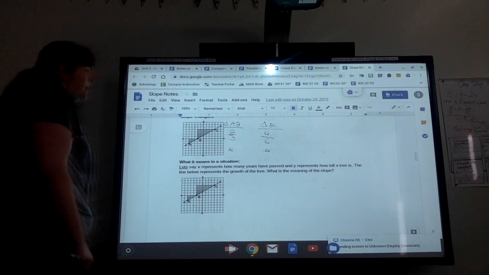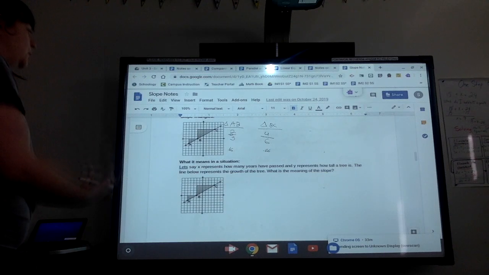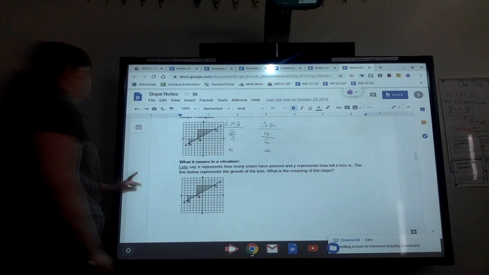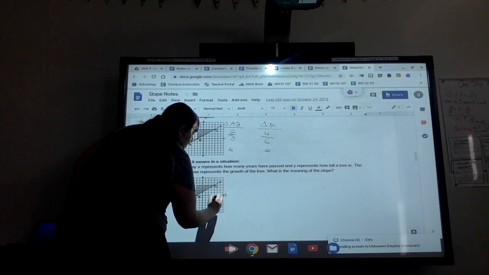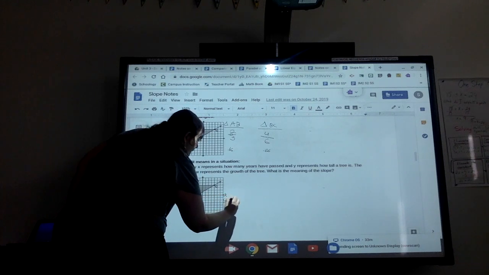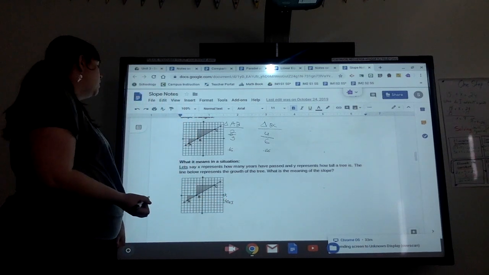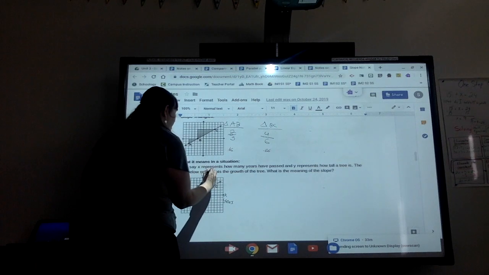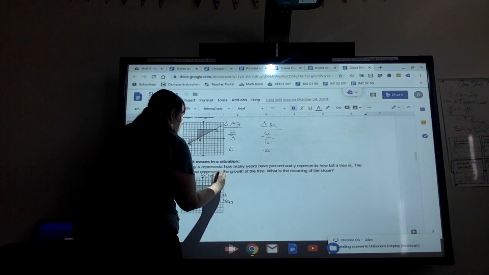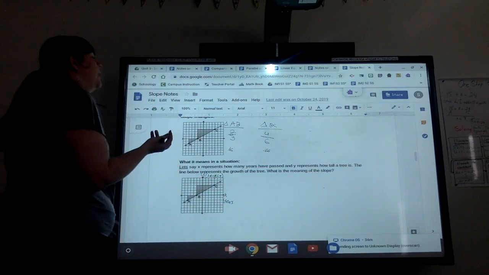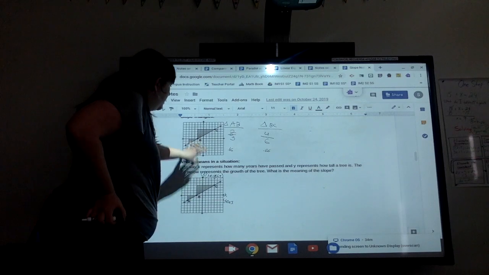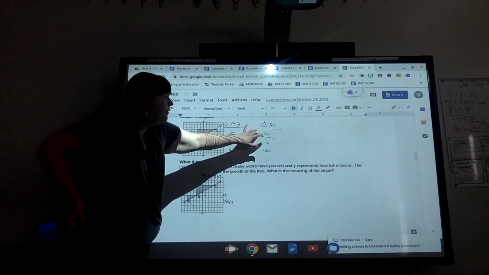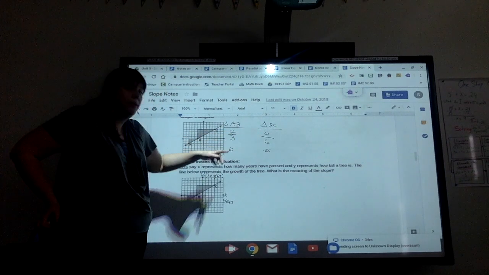So it's important to be able to understand what slope means in a situation. For example, let's say x represents how many years have passed. So x right now is years. And then y is how tall a tree is. So right now is its height. So how much height it has, the amount of height. So the line below represents the growth of the tree. What is the meaning of the slope? So remember the slope, it's the same picture. The slope was 2 over 3 or 4 over 6, or once I divided, it was 0.66.